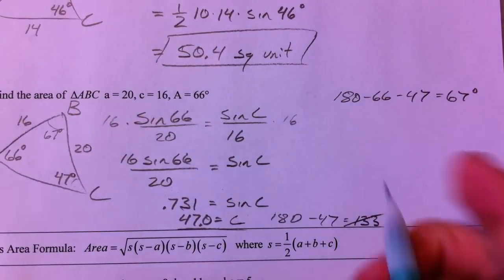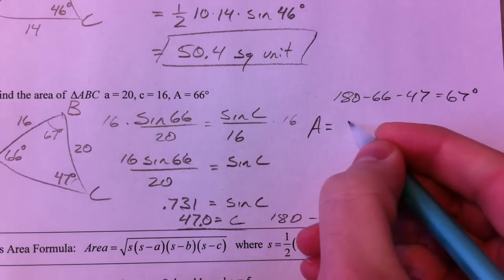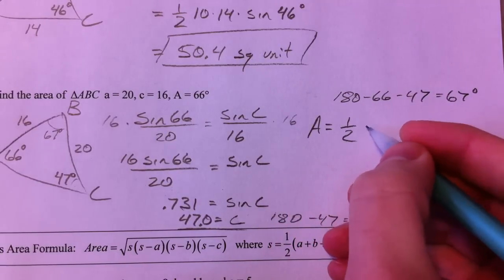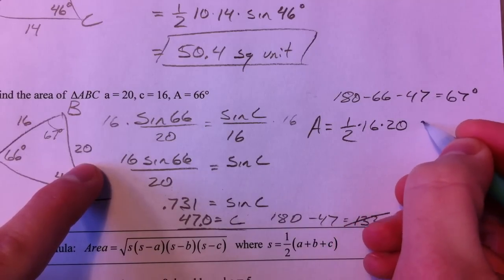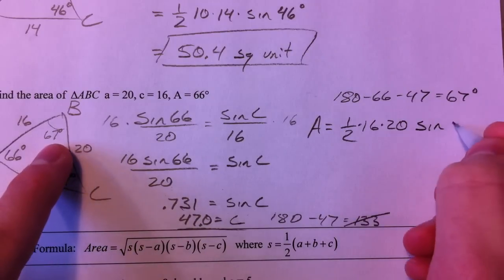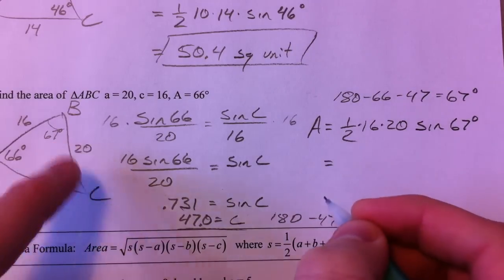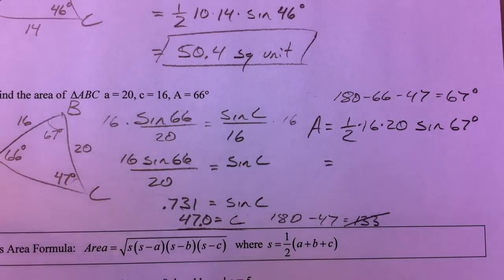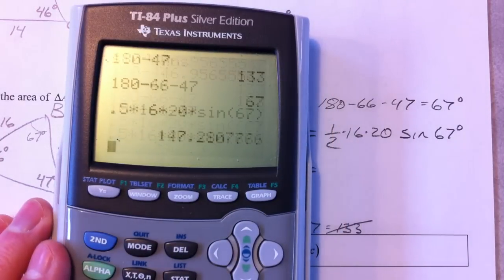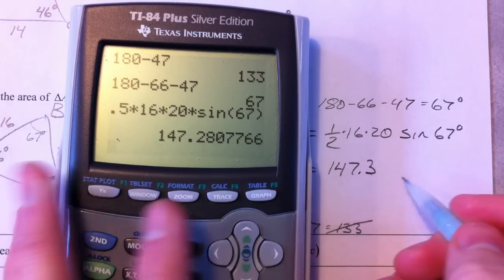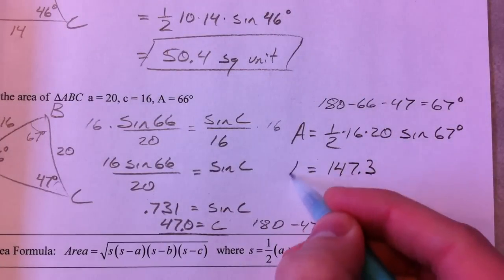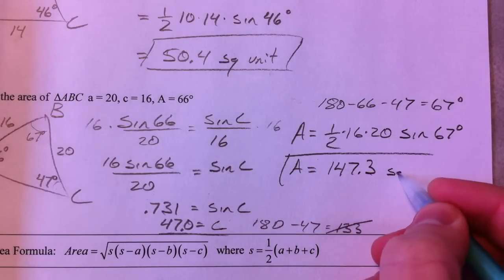So we have to do a little work before we could actually find the area, which is 1/2 your two sides, 16 times 20, times the sine of the angle that's in between them, 67 degrees. The biggest thing is that we have to find those first. And so we're just typing it in, and we get 147.3, and that's the area. And that's square units again.